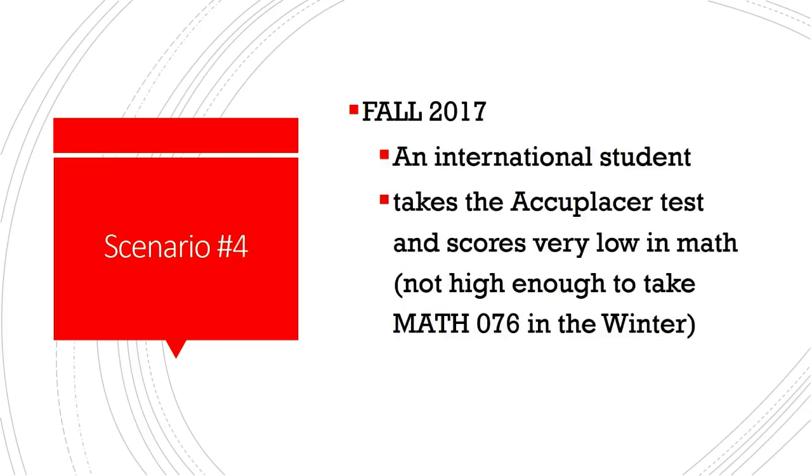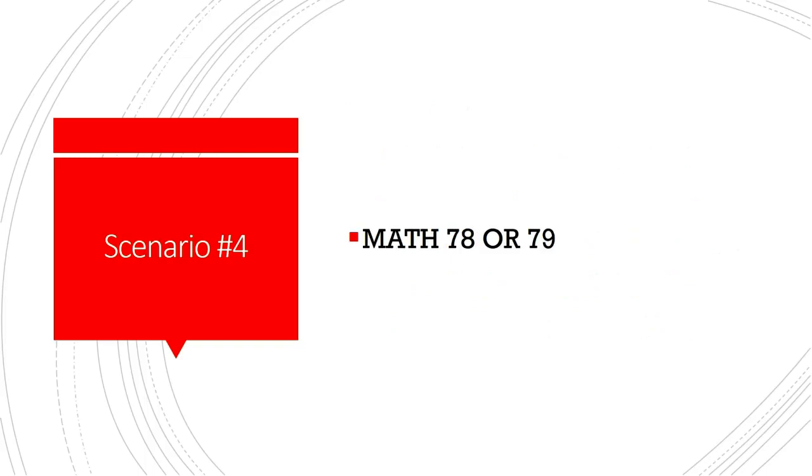Okay, another scenario, fall 2017. Here we have an international student. They take the AccuPlacer test and score very low in math, so they're not high enough even to take Math 76 in the winter. What do they do? And again, hit pause if you want to wait to figure out the answer. So this student should take Math 78 or 79. They are not eligible to take the TS 60 or TS 70 because they are international students.